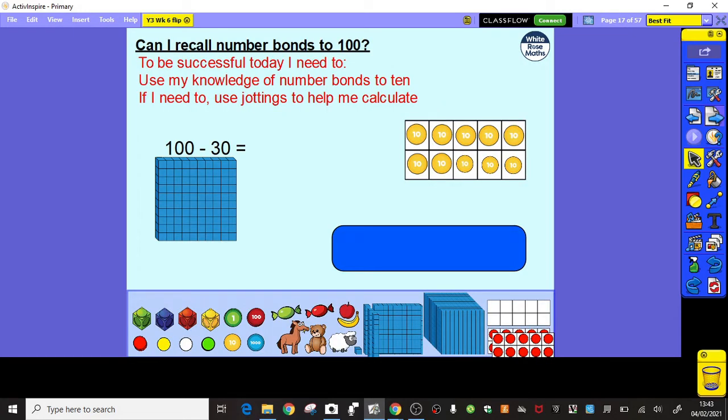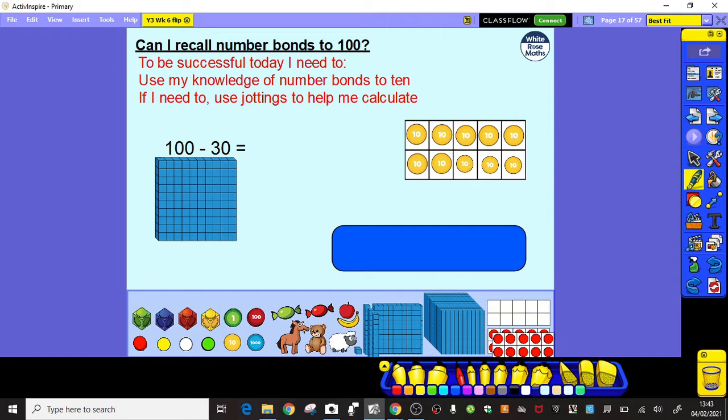We're going to start off today looking at number bonds to 100, and yesterday you'll remember that we linked our number bonds to 10 to our number bonds to 100. So if I'm going to do this calculation, 100 take away 30, what can you tell me about the number bonds to 10 to help me with this calculation?